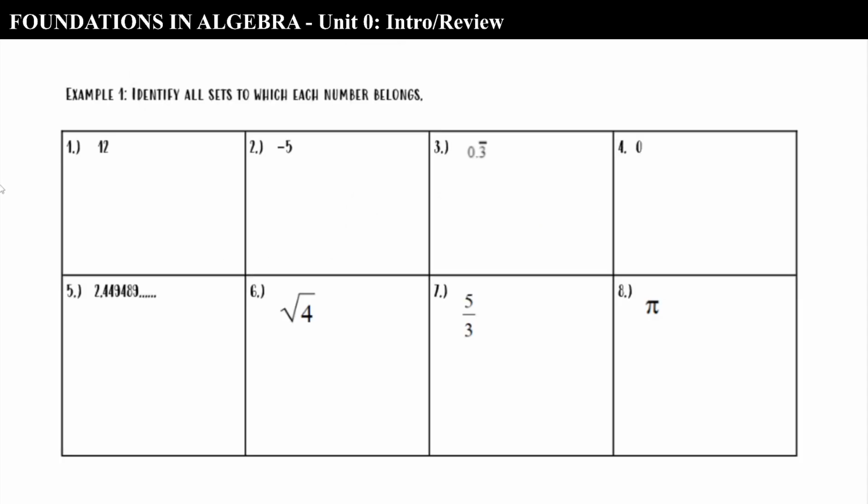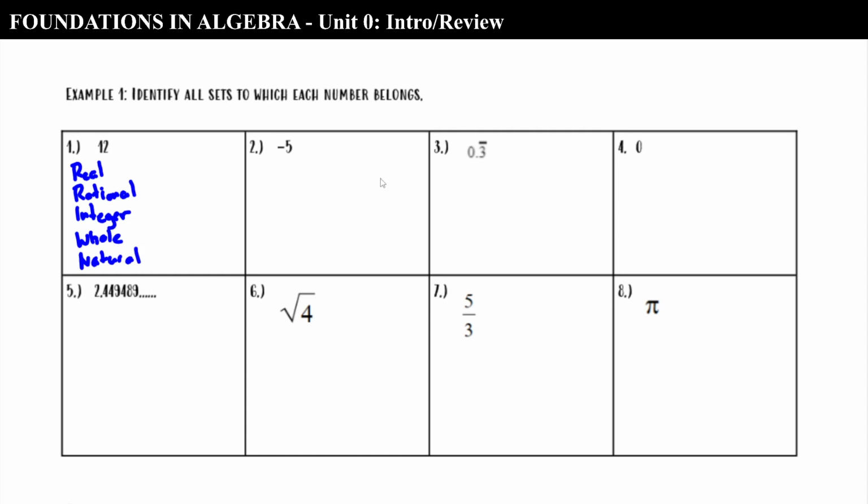All right, let's head on over to some examples and identify all the sets to which each of these belong. So the number 12, we know it's a real number. So next thing we ask, is it rational or irrational? Well, it's not a decimal that goes on forever, so it is rational. Now that we know it's rational, is it an integer? Well, yes, it is an integer. Is it a whole number? Yes, it is. It's positive, and because it is a positive whole number, it is natural.